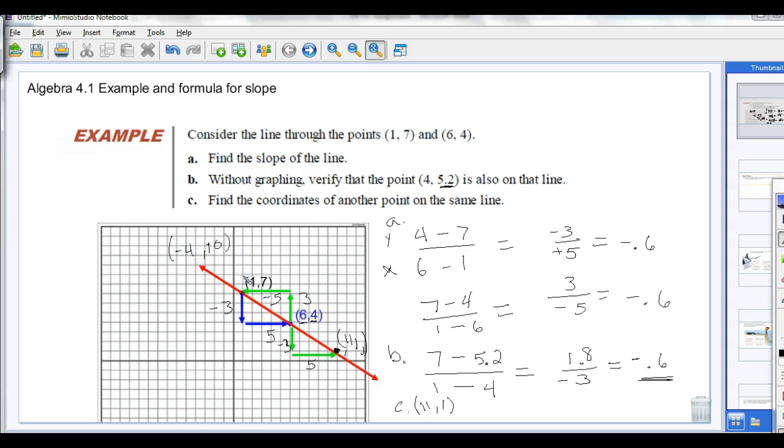It only says find 1. I could use the slope to go down 3, right 5, or go up 3, left 5. Either one will work out. All right, so there is your example.